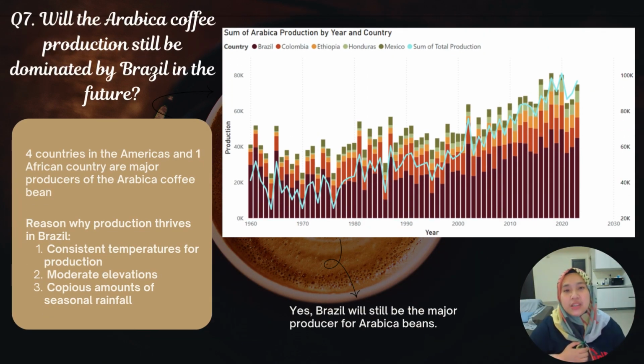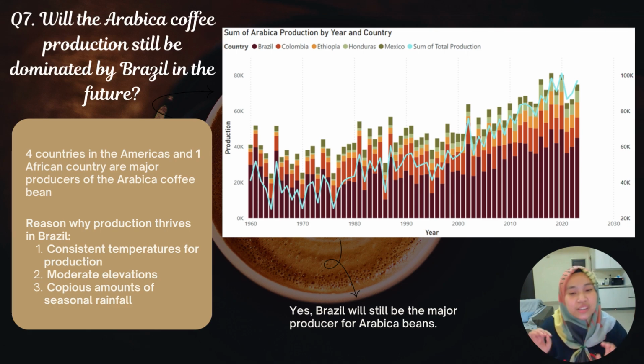The next question I'll be answering is, will the Arabica coffee production still be dominated by Brazil in the future? A little fun fact, coffee Arabica is native to Ethiopia actually, where the major genetic diversity of the species is found. However, it was believed by historians that coffee seeds were taken from the coffee forests of southwestern Ethiopia to Yemen, and consequently to other parts of the world where it continues to thrive, especially in Latin and Central America. Hence why Brazil is the main producer of the Arabica beans in today's world. The more you know. Anywho, moving on.